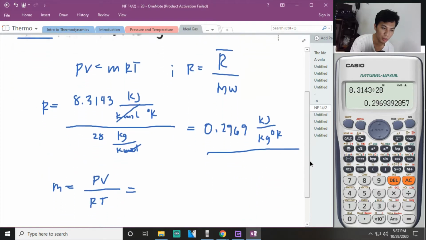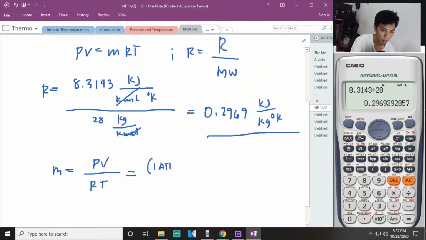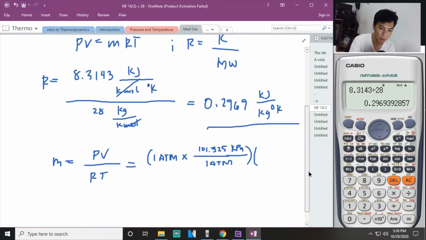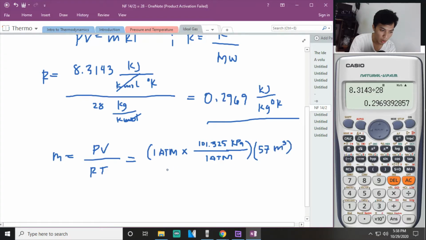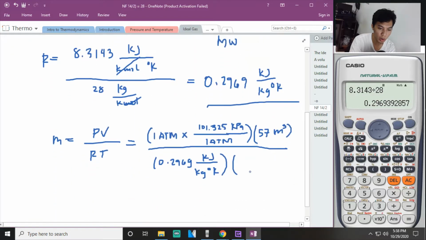So, pressure, 1 atm. Ang conversion, multiply to 101.325 kPa over 1 atm. And then, i-multiply natin ang volume. Anong binigay na volume dyan? 57 cubic meter. Divide by 0.2969 kilojoule per kilogram degree Kelvin. Yung T, binigay is 21 degrees Celsius, 21 plus 273 degree Kelvin na agad yan. Cancel natin yung pare-parehas. Yung kPa is kilonewton per meter squared. Cancel to, ang lalabas is kilograms lang.